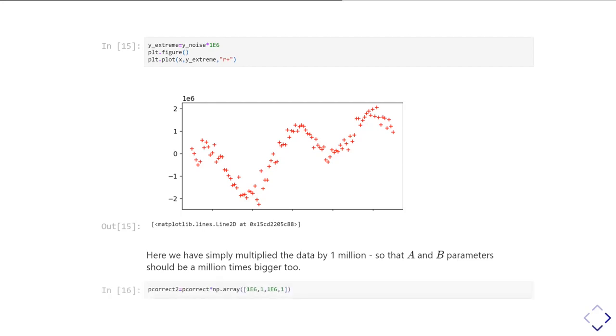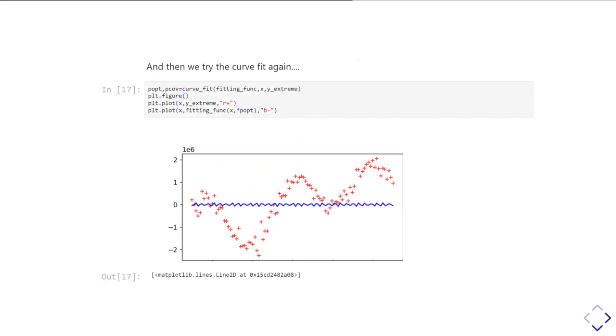So if we try to do the curve fit in the way we did beforehand, we just call curve fit with the x and y data and pass it in our function. Then what happens is it completely falls over. And you'll see here it's given us something that looks completely wrong. The blue line in no way whatsoever remotely matches the red data points.